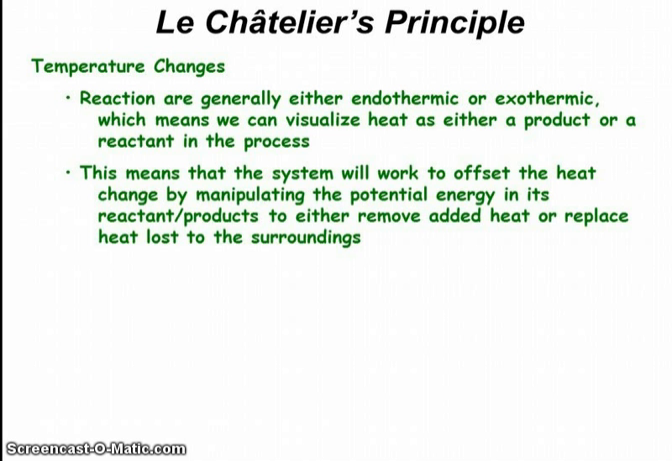And so what the system will do is it will use the potential energy stored in its reactant and product bonds to try to offset the heat that I add. So if I add heat to an endothermic reaction, it's going to use that to fuel the reaction and produce more product. If I add it to an exothermic reaction, it's going to slow that reaction down. To get rid of the extra heat, it's going to have to bind it back into reactant molecules and store it in potential energy of bonds.